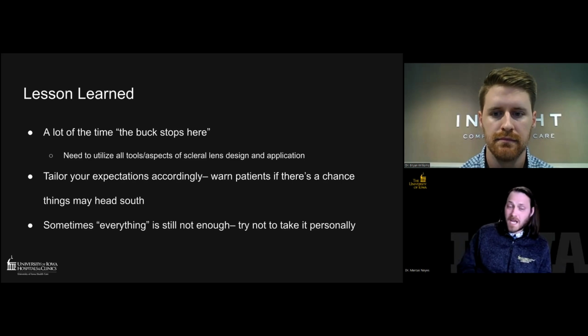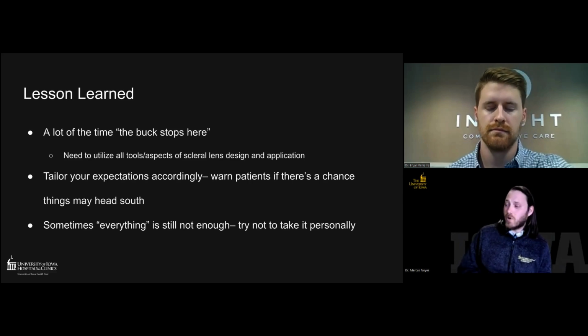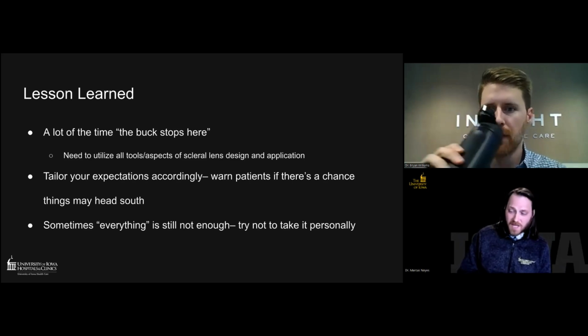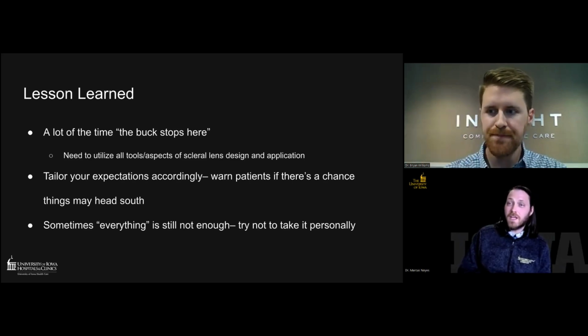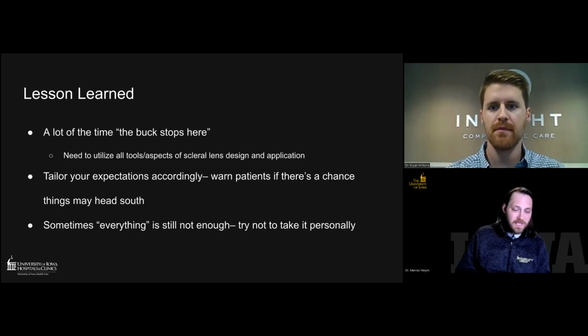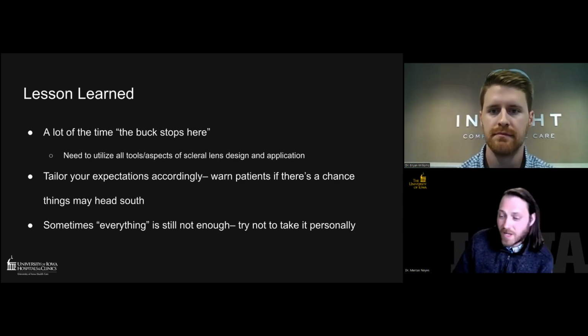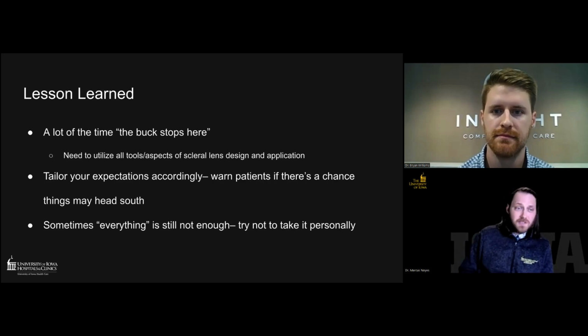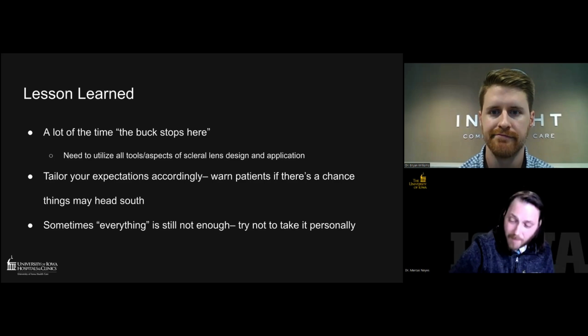Last thing, sometimes everything is still not enough. There's a disease or a condition going on under these eyes. And sometimes just putting a piece of plastic on the eye isn't enough to save it. So do the best you can, but sometimes everything is still not enough. Don't take that as a personal indictment on you as a scleral fitter. So you just got to know, do the best you can. And if you think that someone else can do better, talk to them or try and talk with your colleagues.